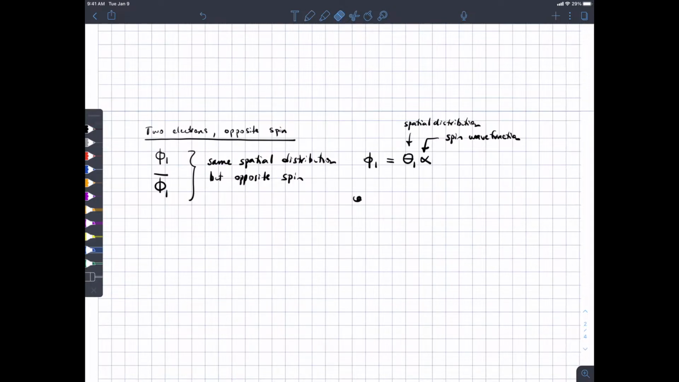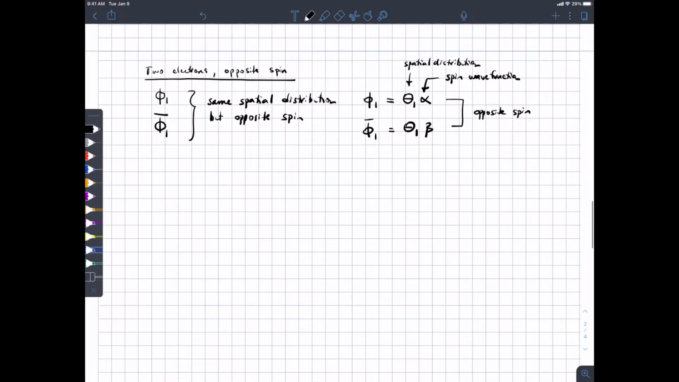Okay, so phi 1 and then phi 1 with the bar over it have the same spatial distribution but opposite spins. That's important. It's going to be important as we continue on with the discussion today.